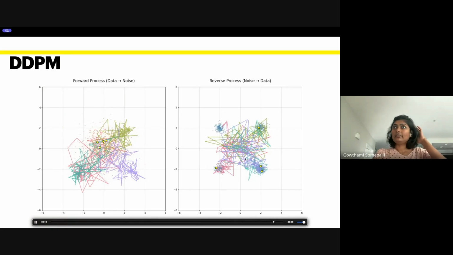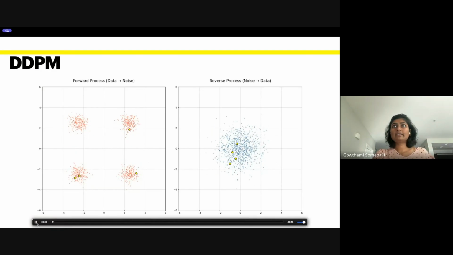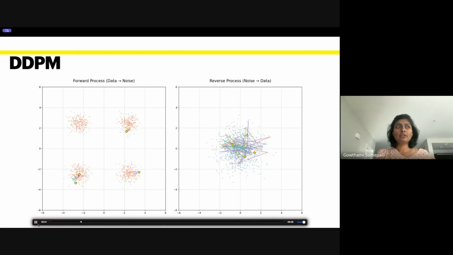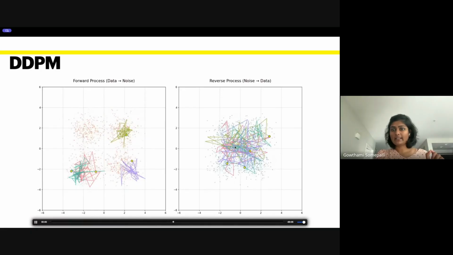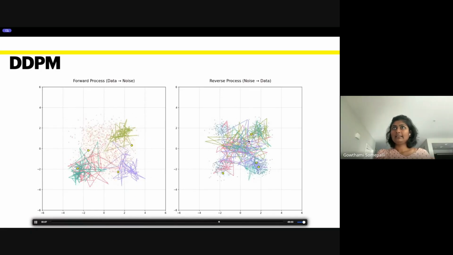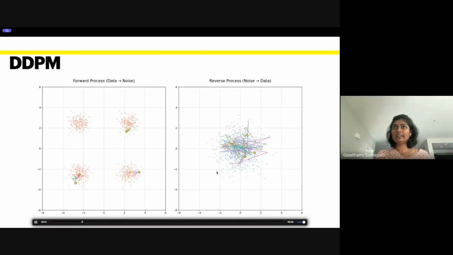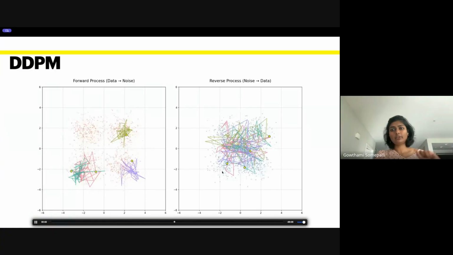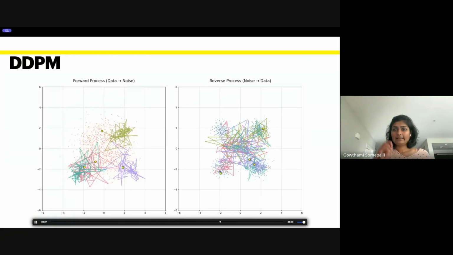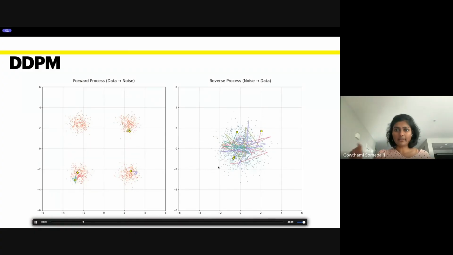Okay, and when we look at the reverse process, like on the right side, let's focus on the right side now. So the points can start at some place in the normal distribution, and they take large steps in the beginning, and then eventually they will reach whatever the target distribution is, and then they are still exploring, they keep going, they're still moving even at the end.